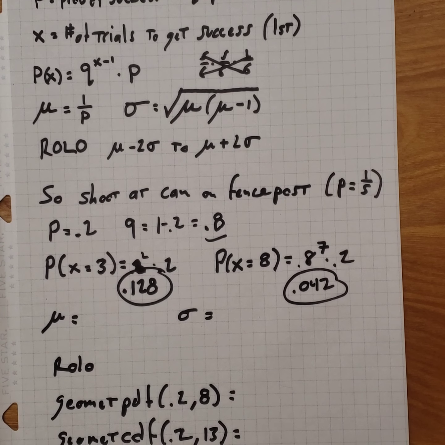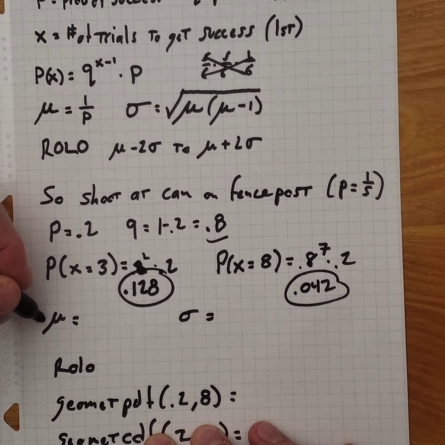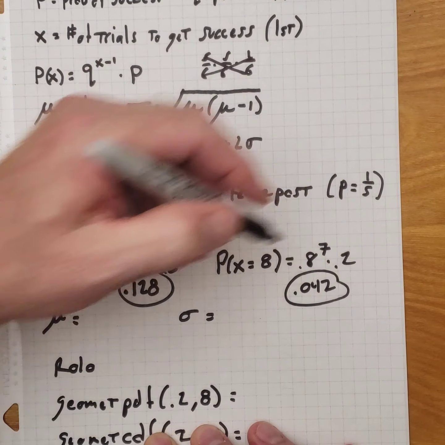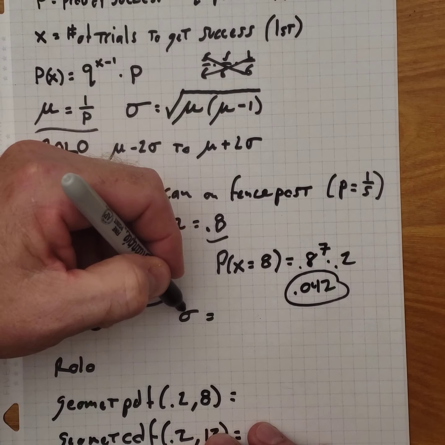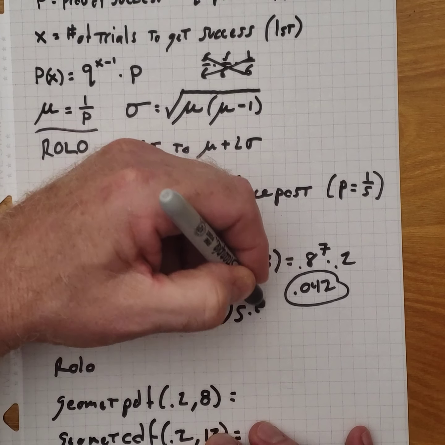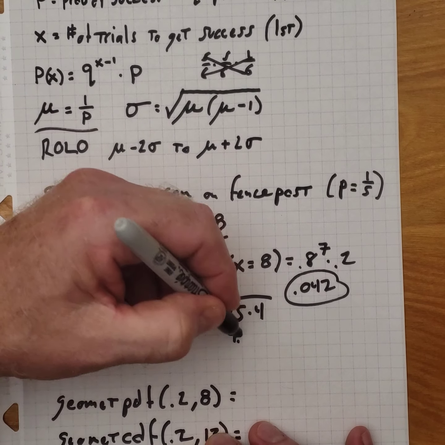Now let's find our range of likely outcomes. When are we likely to hit this can? Mu is just going to be 1 over p. Okay, mu is 1 over p. 1 over 1/5 will be 5. So that's our average. Sigma is going to be the square root of 5 times 1 less than 5, which is 4. That's the square root of 20, which is about 4.47.